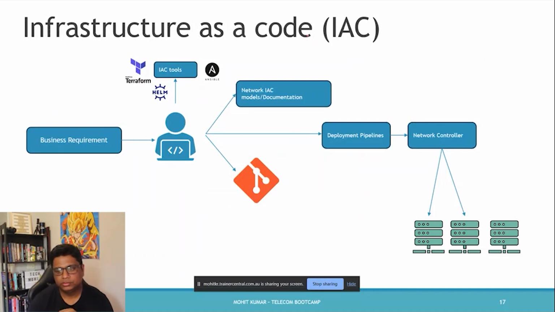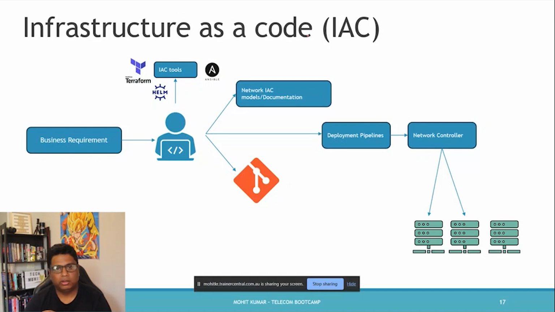So this is the infrastructure as code workflow. If you have a business requirement and you need to perform many changes, you would use some infrastructure as code tools. I've given a list: Terraform, Helm, or Ansible. But there are a lot of tools available in the market, and many of them are open source. We can in fact use a simple YAML configuration as well, which is storing your configuration in a text file.